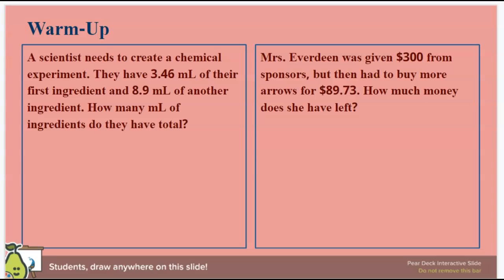And the other one says, Mrs. Evergreen was given $300 from sponsors, but then had to buy more arrows for $89.73. How much money does she have left? So go ahead and pause and work these out.